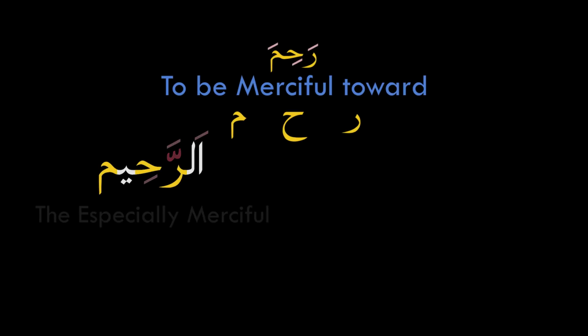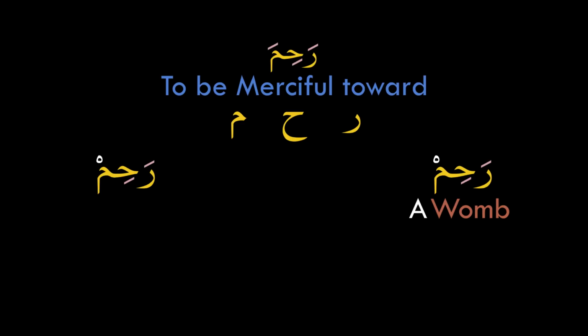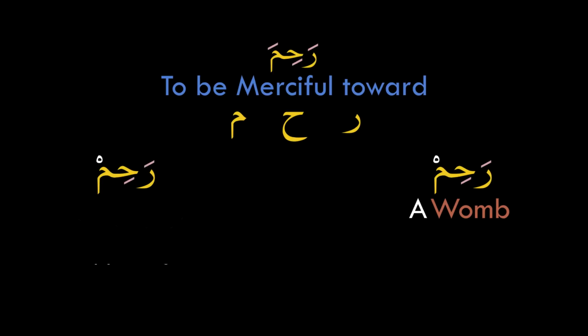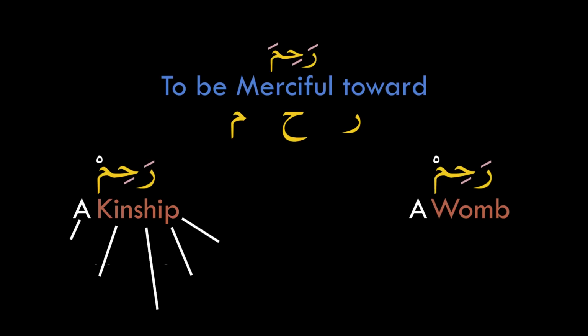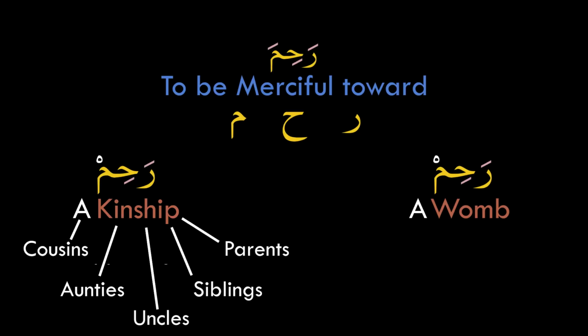Also, one of the wonders of the Arabic language is that the noun rahim has two meanings. The first is womb, and it is named with this name that has a relation with ar-rahmah, the mercy, because the fetus inside the womb is preserved from everything and even eats, drinks, and breathes inside it with all safety. The second meaning is kinship. I mean the relations with everyone that belongs to the big family: parents, siblings, uncles, aunties, cousins, and so on.